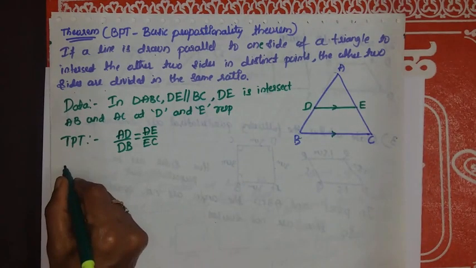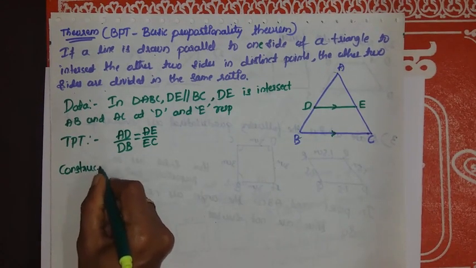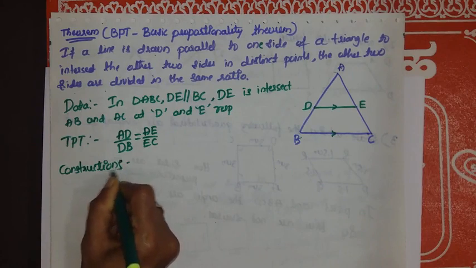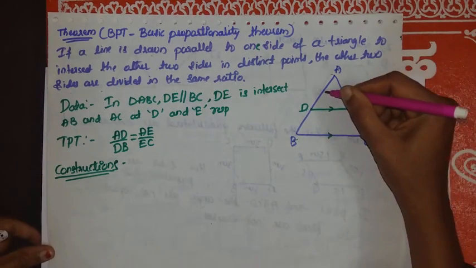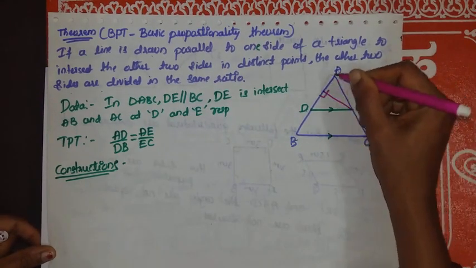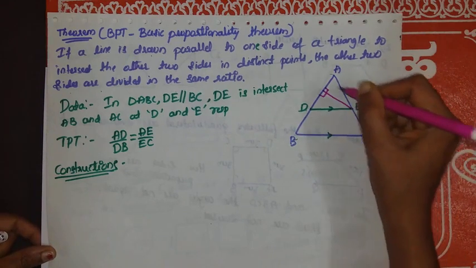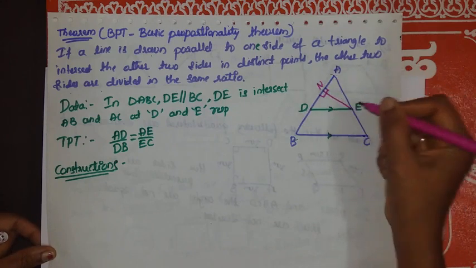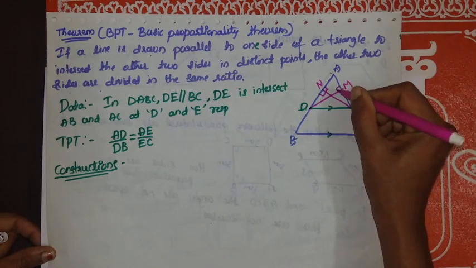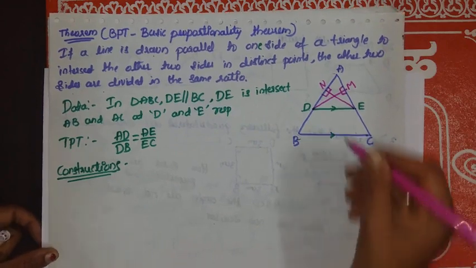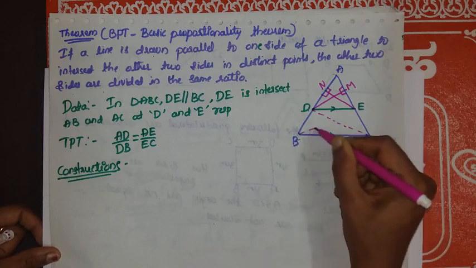Now we need to prove this one. We need to do some constructions here. Draw EN perpendicular to AB, and draw DM perpendicular to AE. So here we have drawn perpendiculars, and also I join DC and BE.